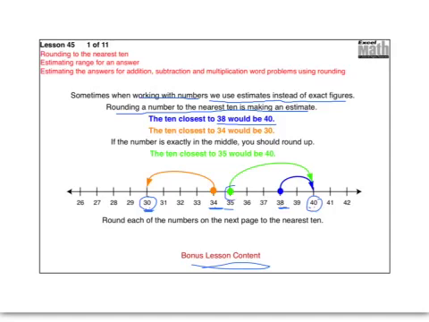Now, when the number's right in the middle, this 35 is 5 away from the 30 and it's 5 away from the 40. Anytime it's right in the middle like that, we always want to round it up to the next highest number.